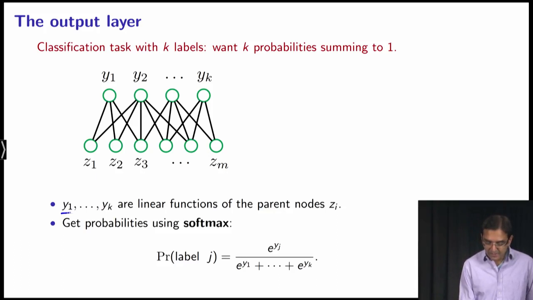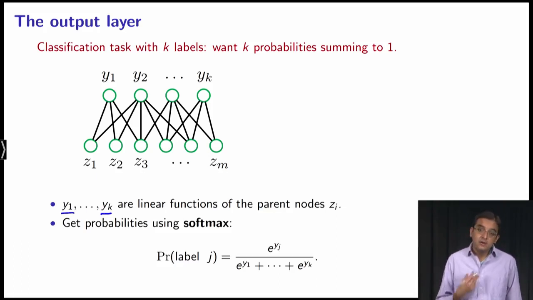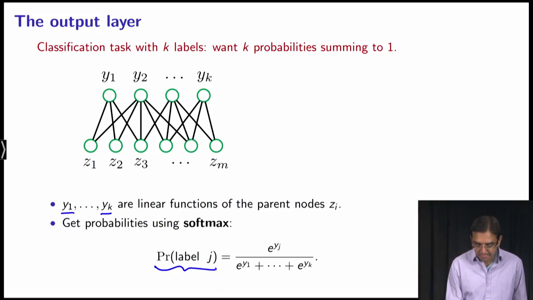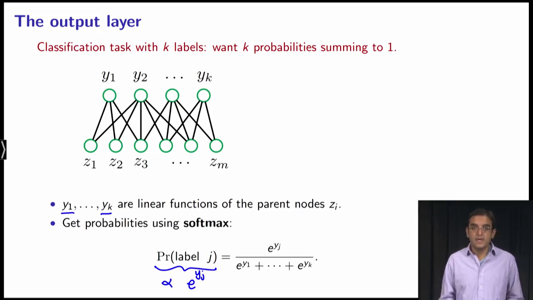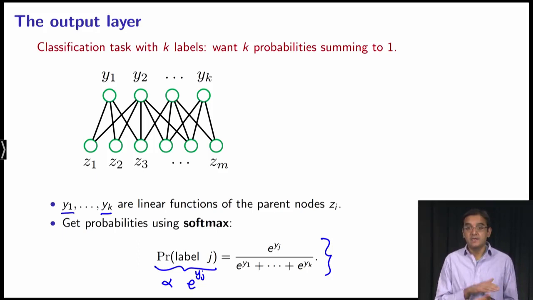So, after we've computed these values, y1 through yk, in order to get probabilities, we say that the probability of a particular label, like label j, is proportional to e to the yj. So the most likely labels are the ones for which the corresponding y value is the largest. And the specific probability is just the normalized version of e to the yj, namely e to the yj divided by e to the y1 plus all the way to e to the yk. So this is very familiar, just like logistic regression. In a sense, that last layer of the network is simply implementing multi-class logistic regression.